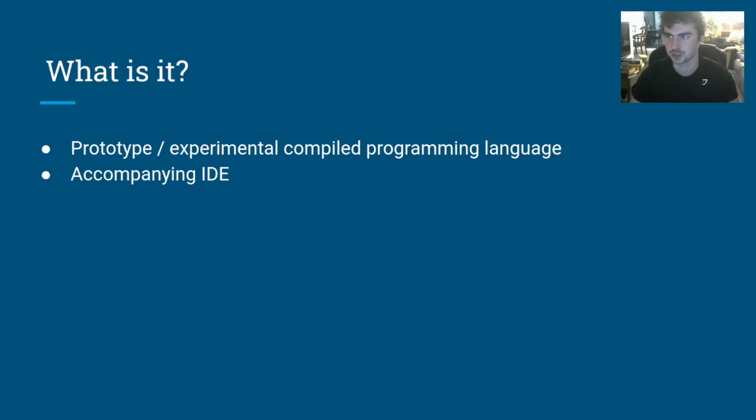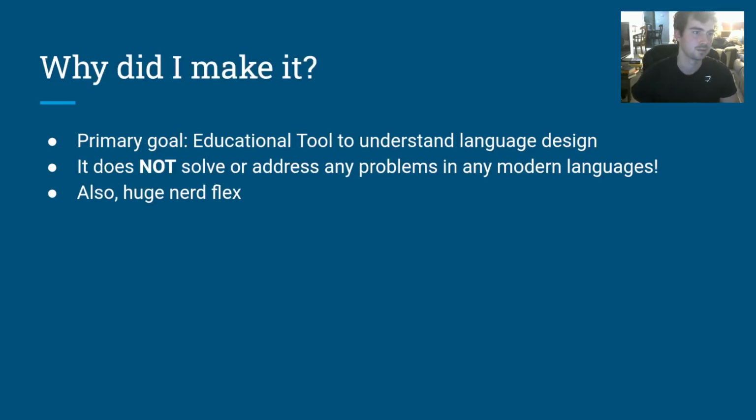So first of all, just basically, what is this? River is a prototype or experimental compiled programming language. It doesn't really set out to solve any challenges that exist in any existing languages, which I'll talk about in the next slide. But it was really just designed as a method for experimentation. Finally, it includes an accompanying IDE, so you can write and test your own programs in an actual graphical environment.